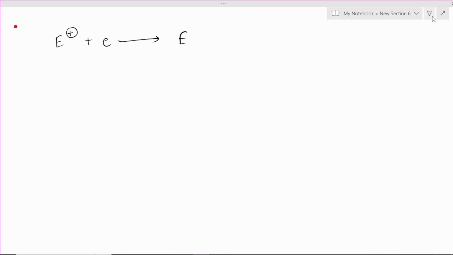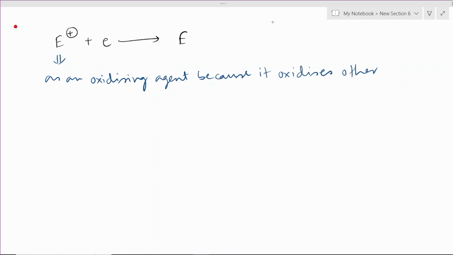So it acts as an oxidizing agent, because it oxidizes other species and itself gets reduced.